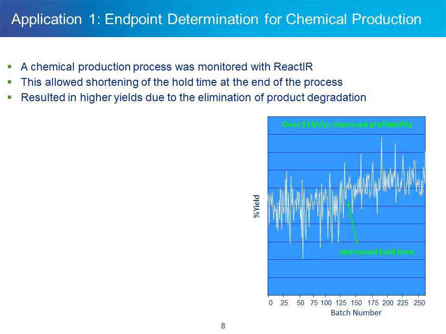Application Example 1, Endpoint Determination for Chemical Production. A chemical production process was monitored with FTIR. This allowed shortening of the hold time at the end of the process. The shortened hold time resulted in higher yields due to the elimination of product degradation.